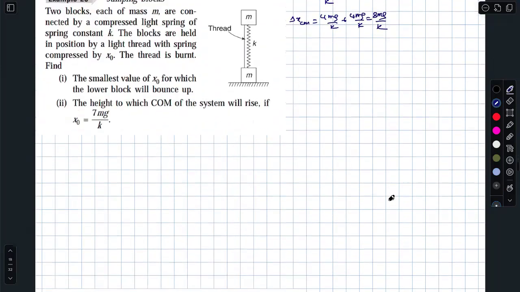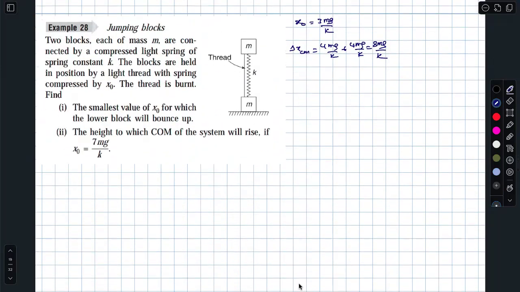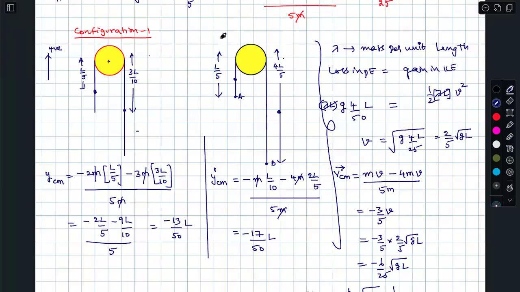This is another question. Right. Read the question carefully. No, as per your doubt, this is configuration 2. See, very simple. In this configuration, where is the location of the center of mass? This situation is the same as something which is at a distance of 13L by 50 and a mass of 5m.